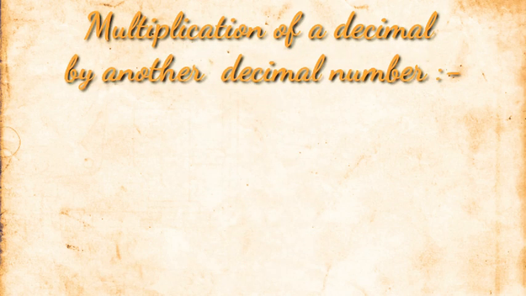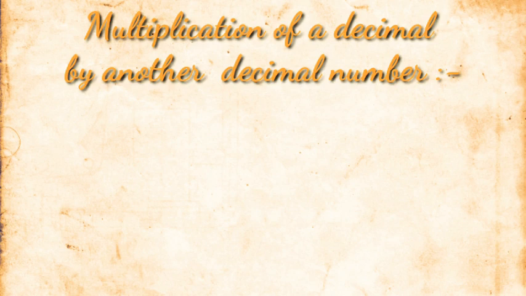Similarly, next is multiplication of a decimal by another decimal number. In that, the multiplicand as well as the multiplier both are decimals. So how will the procedure be? The product of two decimal numbers will have as many decimal places as the sum of the decimal places in the multiplicand and the multiplier. It means first of all we have to multiply both the numbers without the decimal. Then we have to count the decimal places in the multiplier as well as in the multiplicand. Then add both the decimal places and in the answer insert the decimal point.